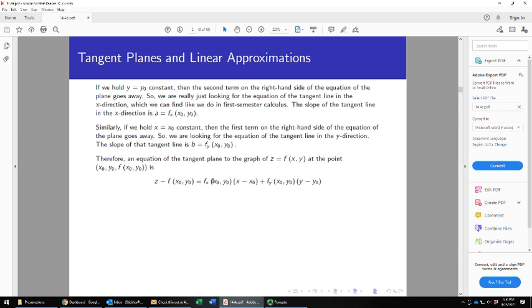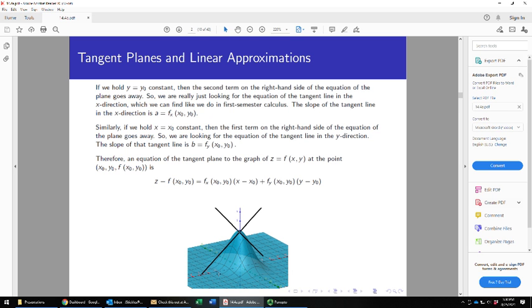And so then that a and that b have to be those values that we just found, the slope of the tangent line in the x direction and the slope of the tangent line in the y direction. So from the picture, this one here is representing holding y equal to y naught constant and letting the x's change, because the red line here is the x-axis. This one represents holding x equal to x naught constant, and then this is the tangent line in the y direction.